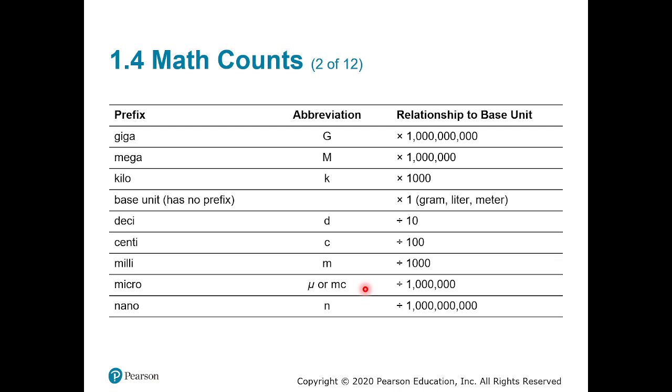The other way to represent micro is putting MC in front of something, okay? So like MC and then M would be micrometers, right? MCL would be microliters, right? Okay.